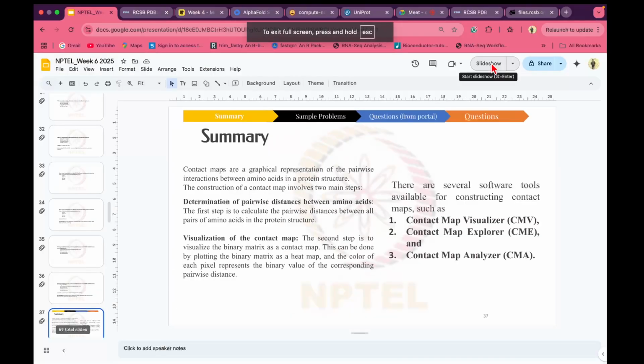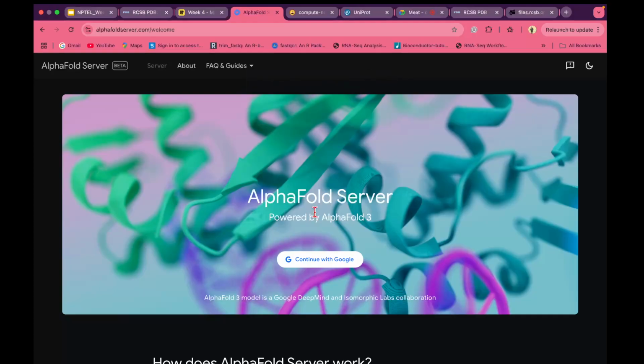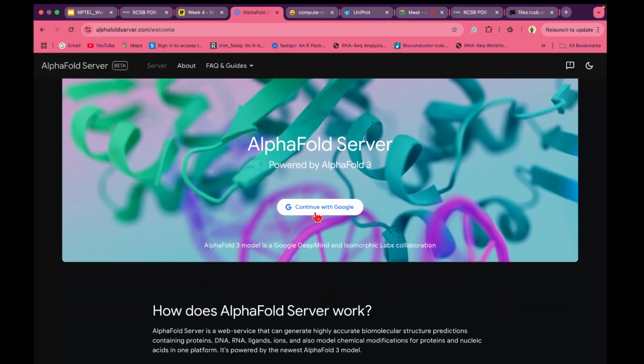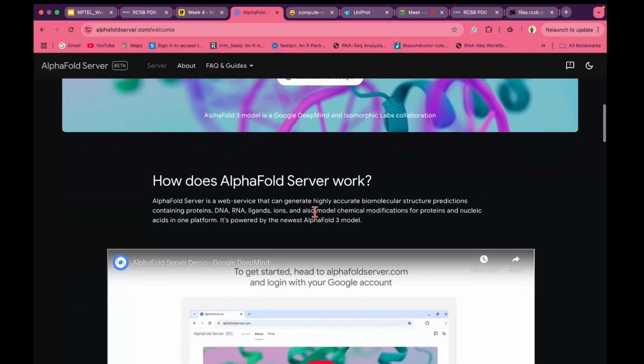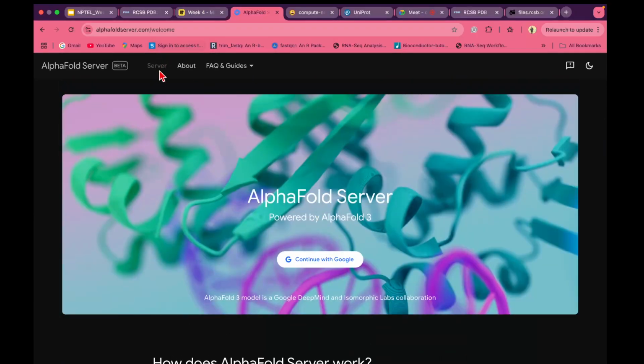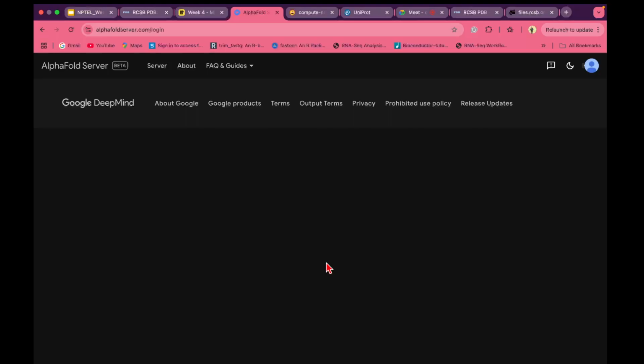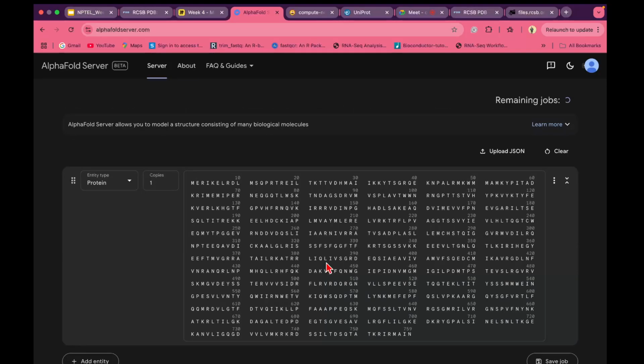Now, recently the Nobel Prize has been awarded to AlphaFold. So let's move on to this server. AlphaFold is a deep learning based protein structure prediction method. This method uses multiple sequence alignment of the given input sequence with its homologous sequences and also uses pairwise distance potentials from the given sequence.